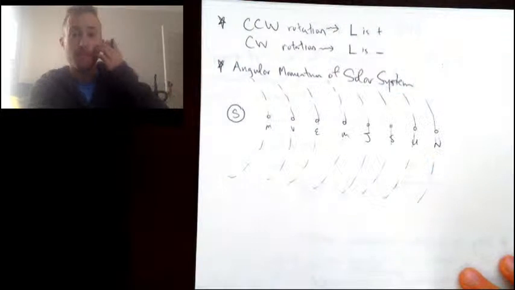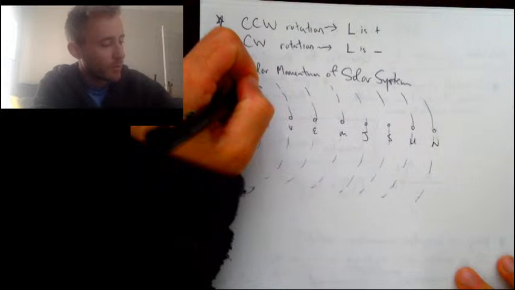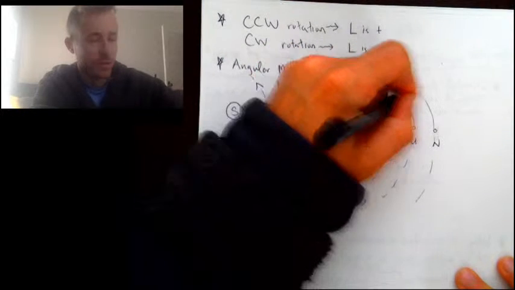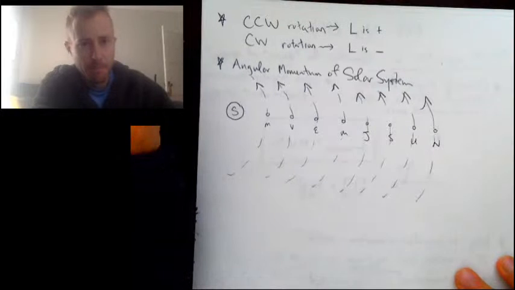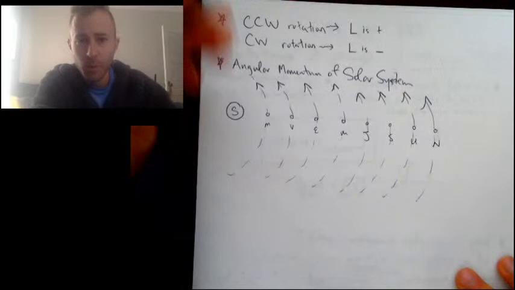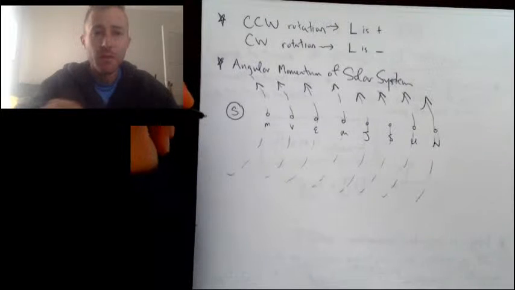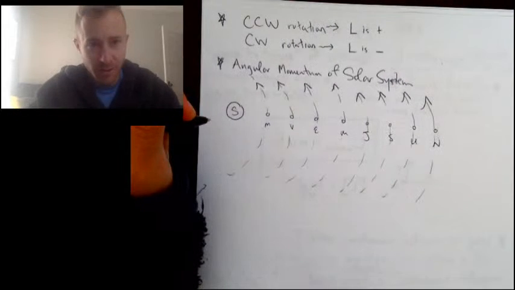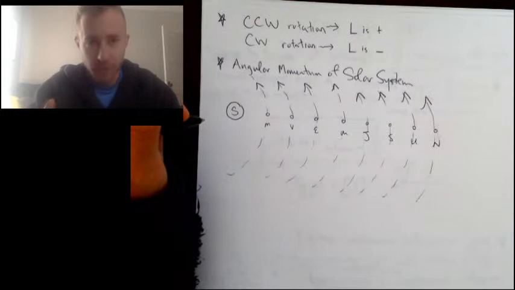Okay? They all have positive orbital angular momentum. They're all going counterclockwise. Did you know that? I bet you didn't know that. So the orbital angular momenta are all positive. Furthermore, the spin angular momentum of almost all the planets is also positive.